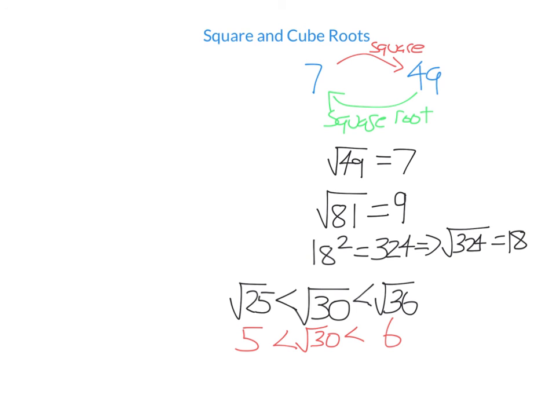Cube roots are very similar. They don't undo squaring though, they undo cubing. If we had something like the cube root of 8, that's what this symbol here means, you're saying which number do you multiply by itself 3 times to get 8? And the answer is, of course, 2. If I said the cube root of 125, you're being asked which number, when you cube it, when you multiply by itself 3 times, gives 125. And the answer would be 5.